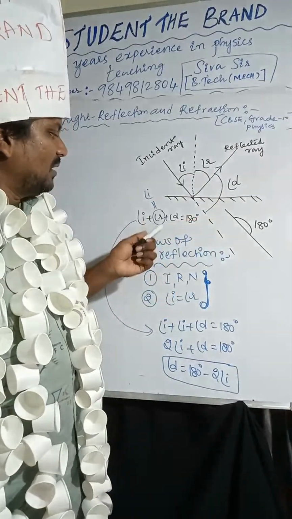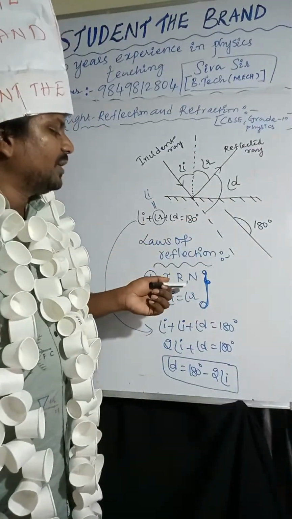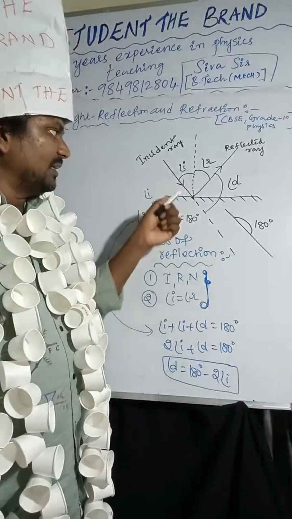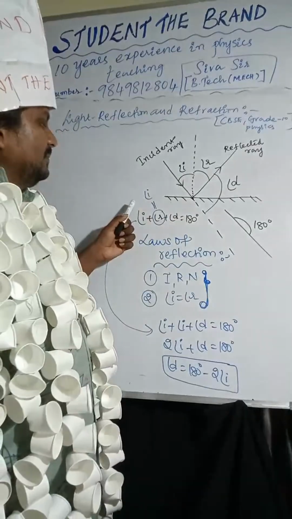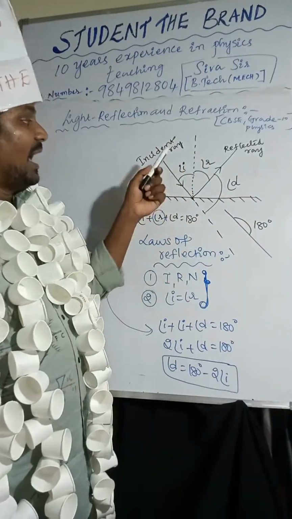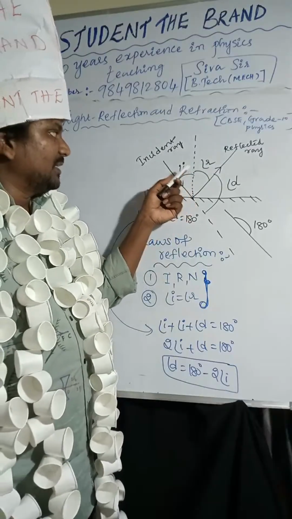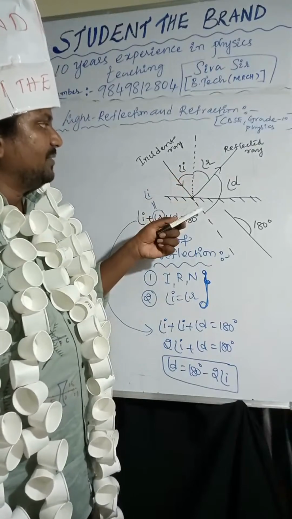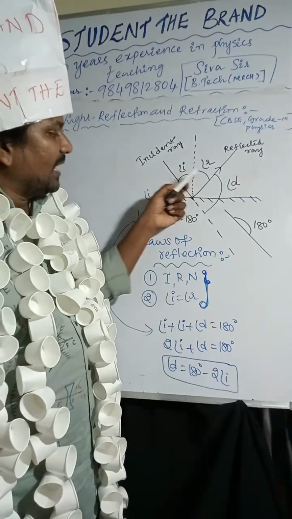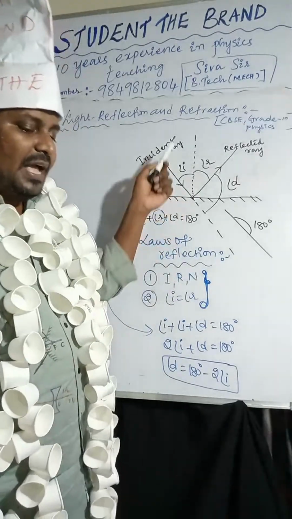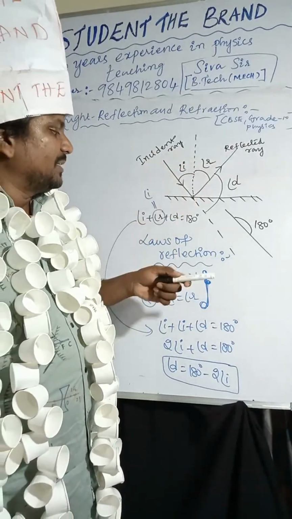From the laws of reflection, the incident ray, reflected ray and normal line lie on the same plane, and the angle of incidence is equal to the angle of reflection.